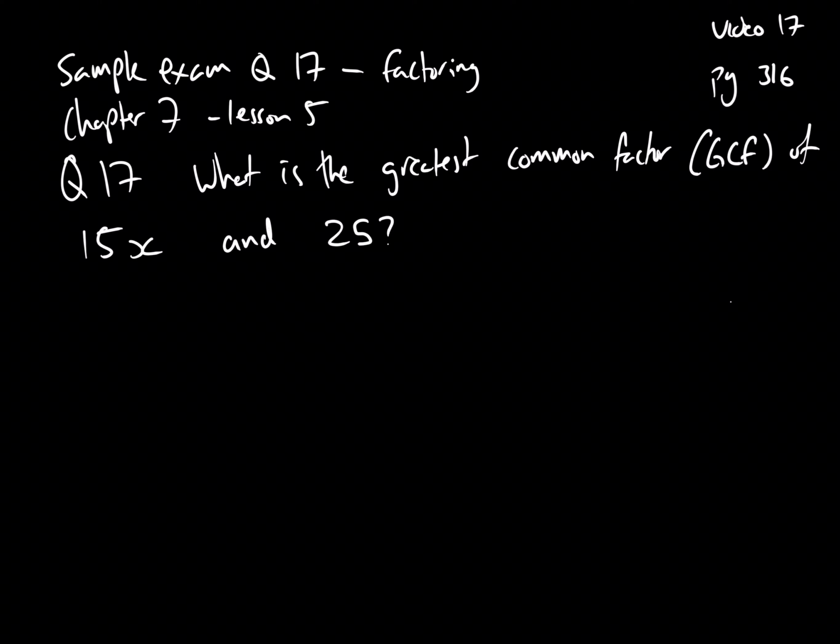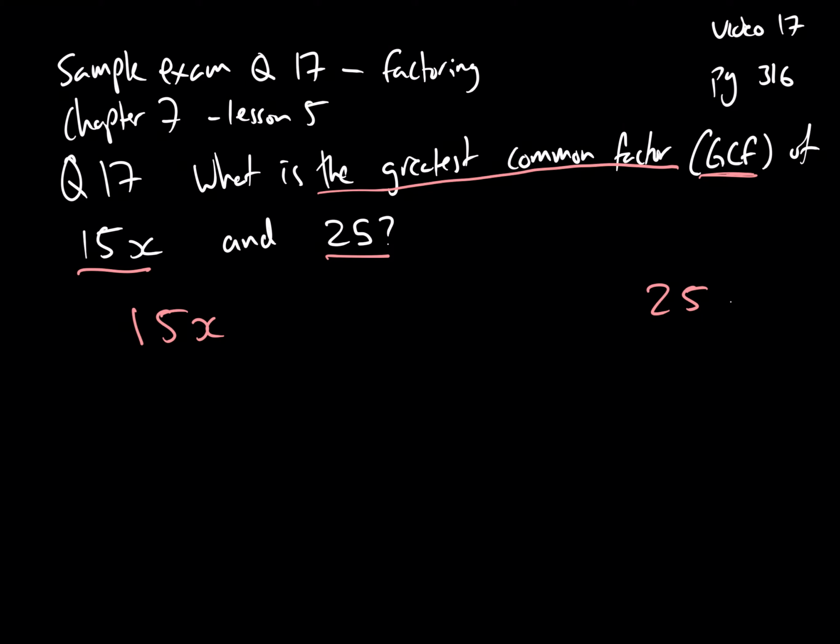Okay, so the question says, what is the greatest common factor, or GCF? That's the first clue for you to know that you must use factors in this kind of question. You need to use prime factors. Okay, and then it gives you the two numbers, the two monomials. You have 15x and 25.